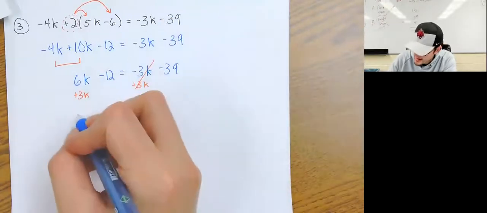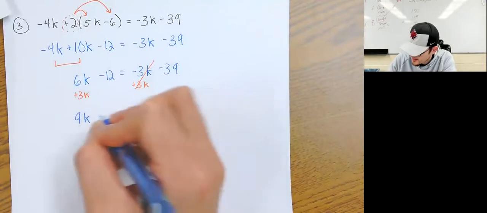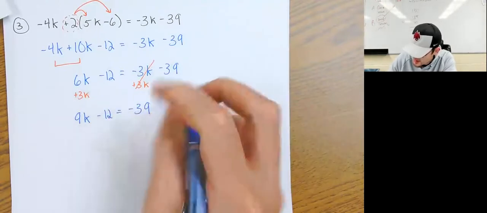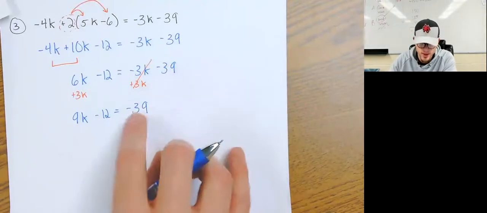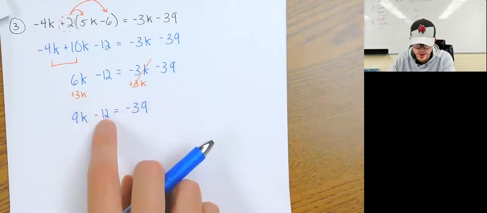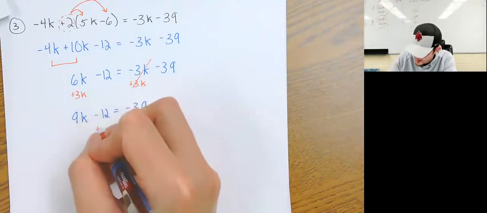I get 9k minus 12 equals negative 39, because that was a negative 39. You're just dropping it down. All right, now I don't want this term, this negative 12 there, so I'm going to get rid of that by adding 12.